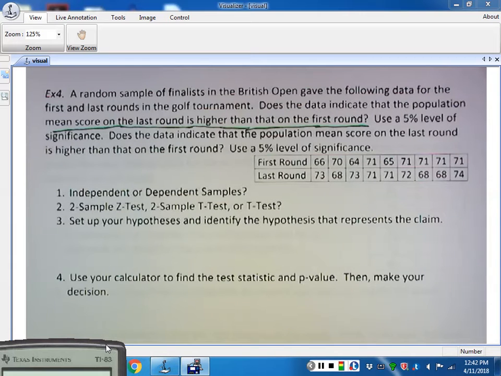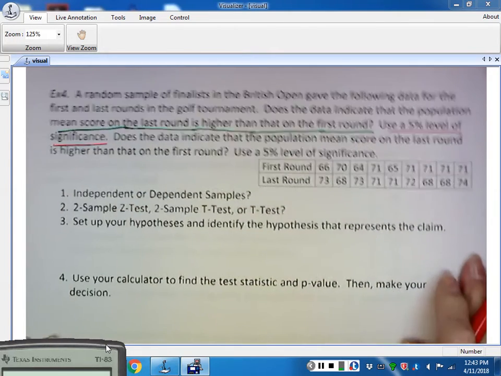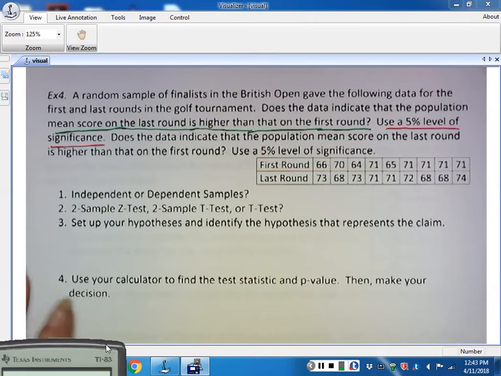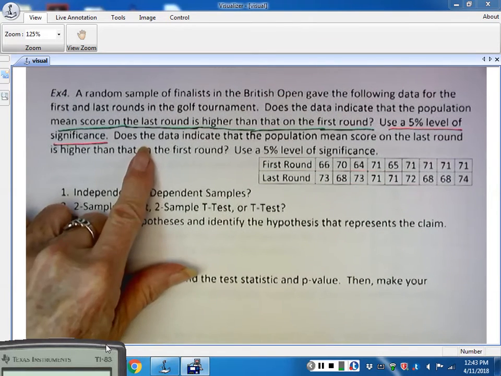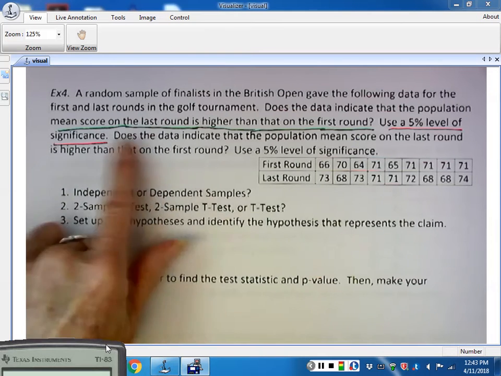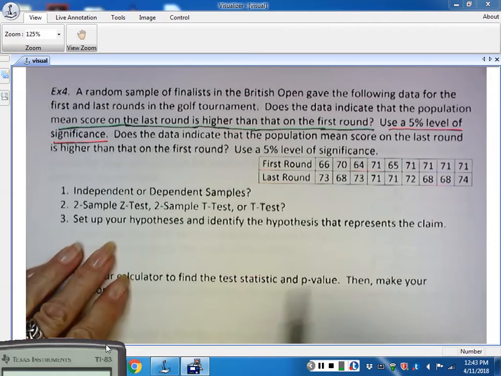So we're going to use a 5% level of significance and see if the data indicates that the population mean score on the last round is higher than it is on the first round. Somehow that just got repeated, so we can kind of ignore that last one.